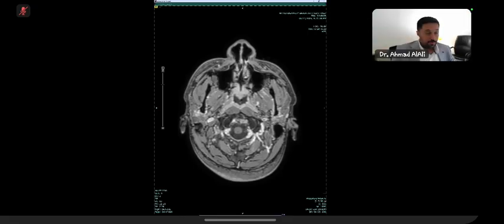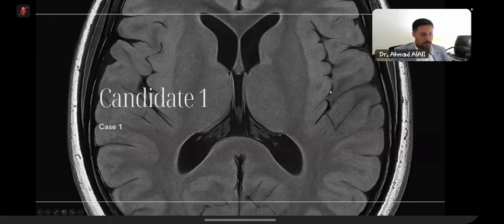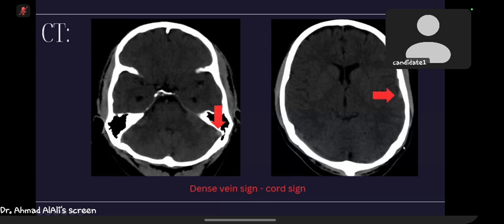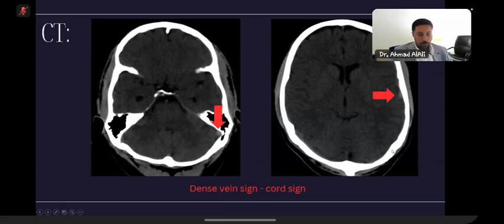Okay, perfect. So please let me take over. I will change the screen. Now, can you see the screen written candidate one, case one, right? Yeah, I can see. Okay, so this is the CT scan that was shown at first.